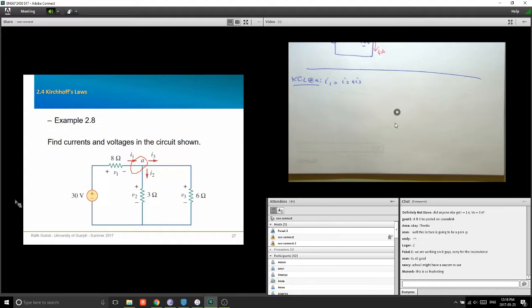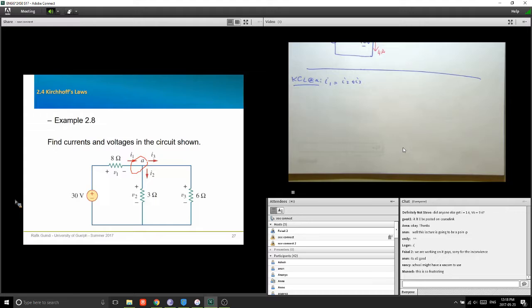So this is a voltage rise 30, and then you go through V1, that's a voltage drop, and then through V2, that's another voltage drop. So you have this equation, that's KVL. You're going to say 30 equals V1 plus V2, right? That's the second equation. I need one more equation. Now, the third equation, you can go around the second inner loop, or you can go around the outer loop.